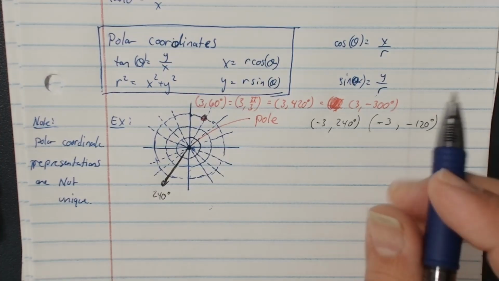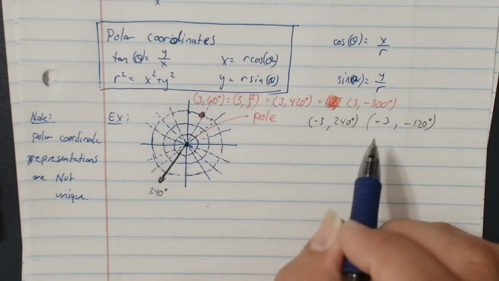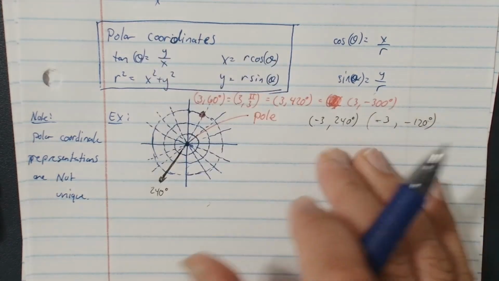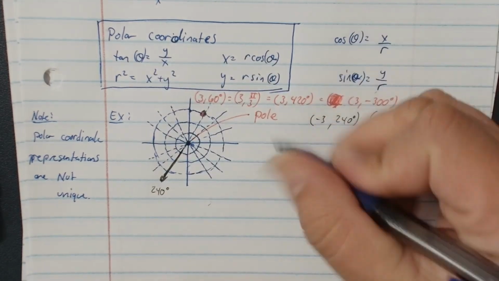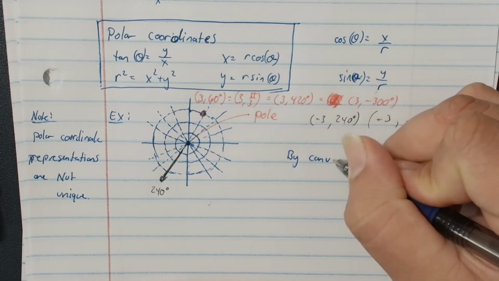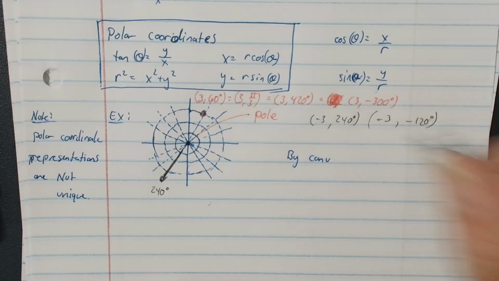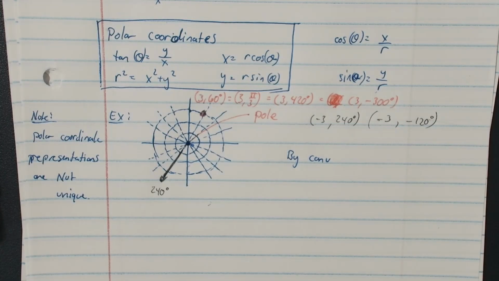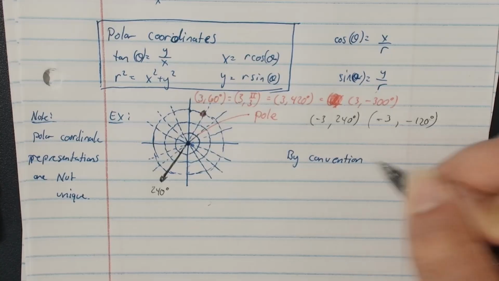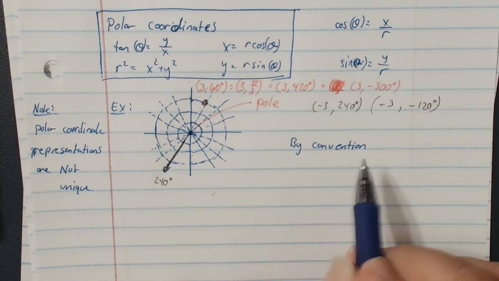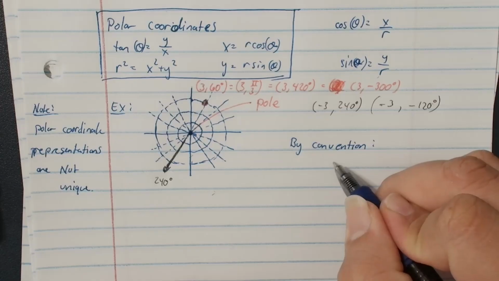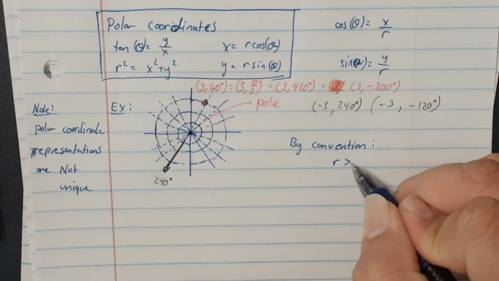This is called a convention. It's not right because it's the only right way to do it. It's right because we've decided, let's just go ahead and do it this way. Even though multiple ones are valid, we're going to stick to this one. So by convention, that is to say, because we've agreed upon it, we want r to be positive or equal to 0.